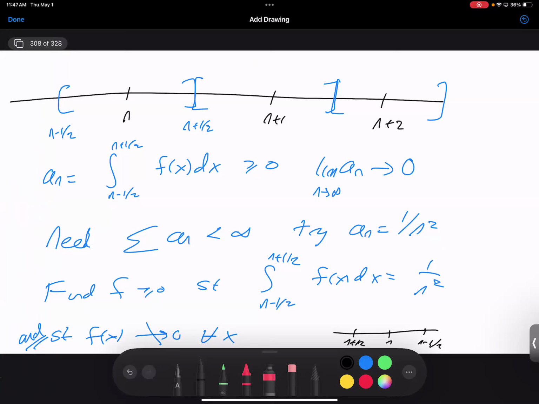There's lots of ways you can do this. I'm sorry? 1 over 2. Okay, so we could make f really, really large at n. You said it was 2 to the n? Or 1 over 2 to the n? Just 1. So we could just make it equal to 1. And then over what width? We can do a triangle.